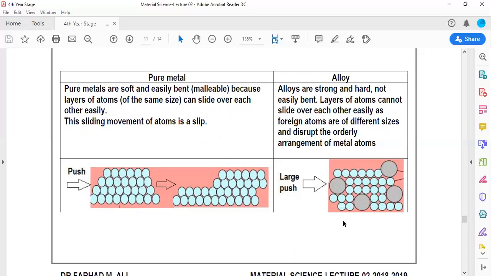Foreign atoms are of different sizes and disrupt the orderly arrangement of metal atoms. Disrupt here means to distort or ruin. Of course, if you look at these, the sizes are the same, and this foreign atom, the solute, has a different size. Two different sizes in one structure make movement of these layers very difficult.